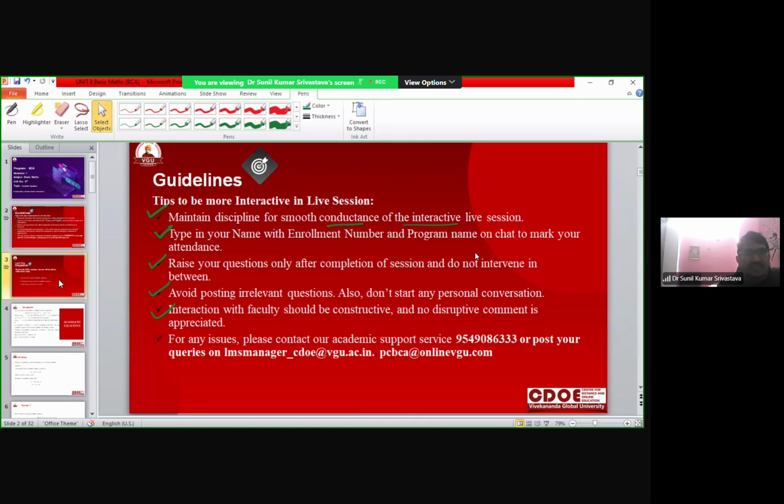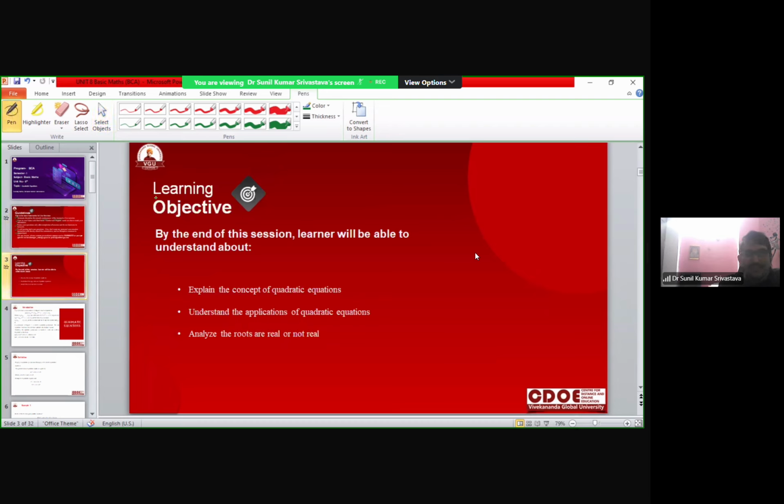Okay. So what is the learning objective? Before starting the session, this is unit number 8, the lecture number 8 of your syllabus, and the topic is quadratic equations. By the end of this session, you will be able to understand the concept of quadratic equations and their applications. You can also analyze whether the roots are real or not real, and discuss the nature of the roots of quadratic equations. These are the learning objectives, and we have to achieve these goals in this session.